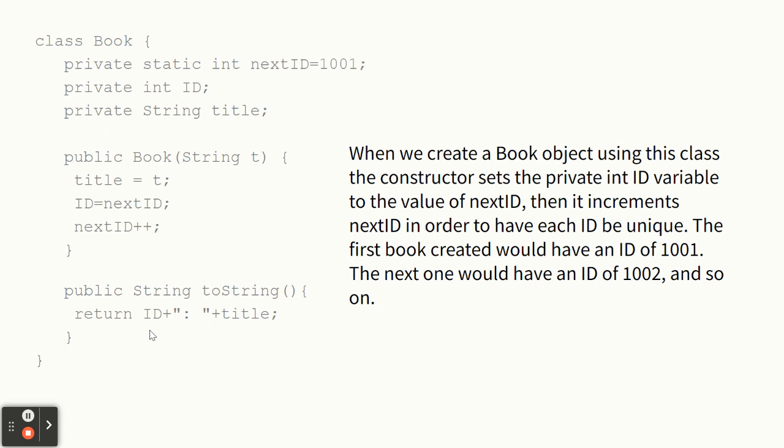So first book has an ID of 1001, second book 1002, and so on. And then this little toString returns the ID number and the title. And again, notice I'm using ID, not next ID. Next ID is the one all the different objects have access to, and they're only using it when they get created, so they can have a unique ID number.